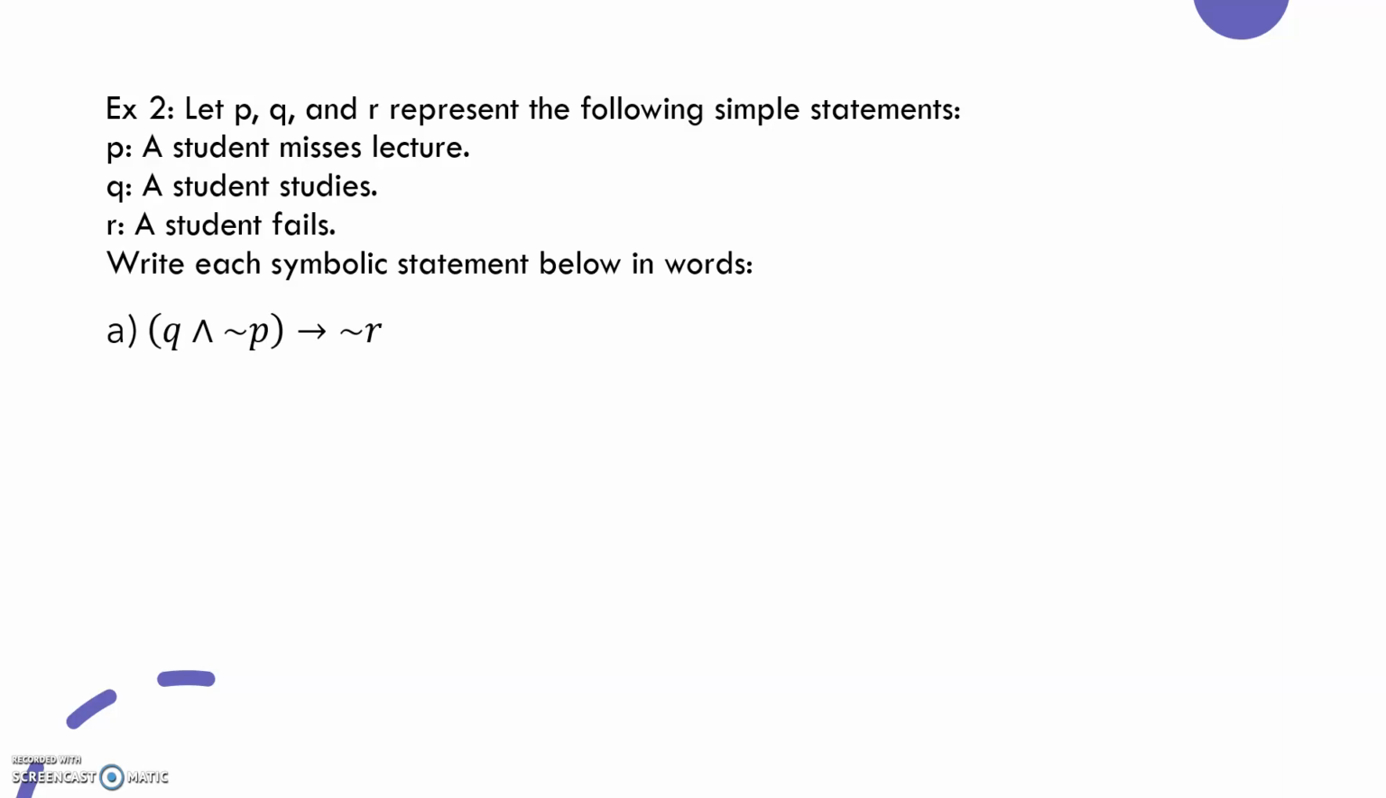This one reads Q and not P implies not R. So remember I told you that the if-then statement can also be read as implies. So that's an if-then statement right here. So this is Q and not P implies not R. So if a student studies and does not miss lecture, then a student will not fail.